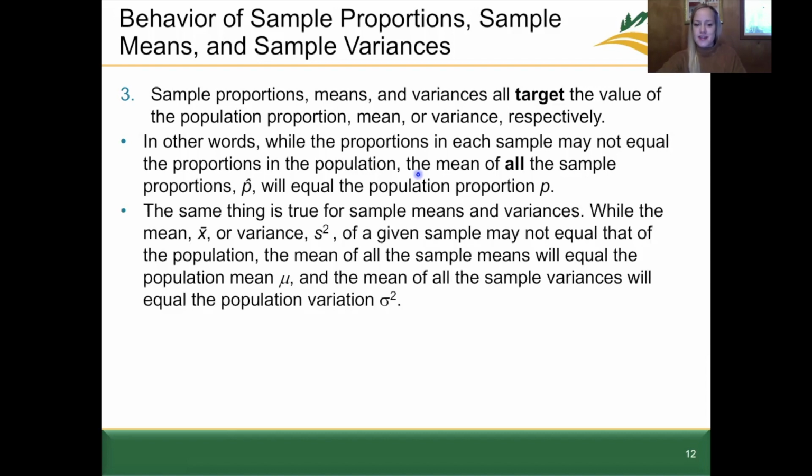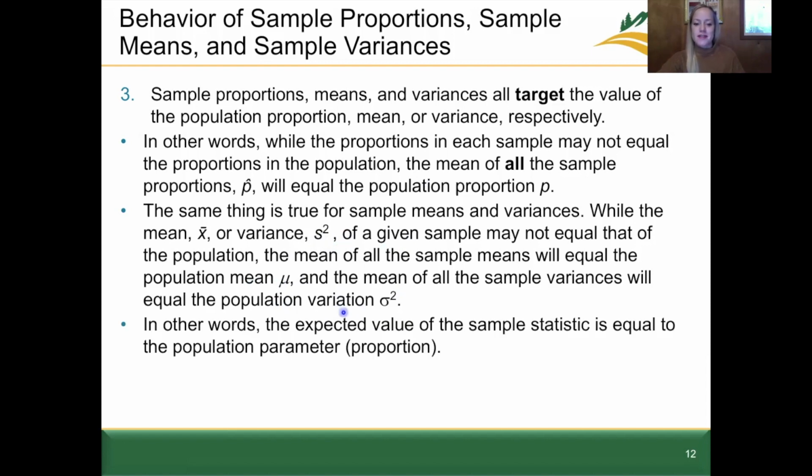Similarly for means and variances, we have the same principle here. So in terms of samples, while the sample mean or X bar or the sample variance or S squared of one given sample may not equal that of the whole population. What is true though, if we take the mean of all the sample means there are, that mean will equal the true population mean or mu. Similarly, if we take the mean of all of the sample variances there are for a given population, the mean of all of those sample variances will equal the population variance, or sigma squared.